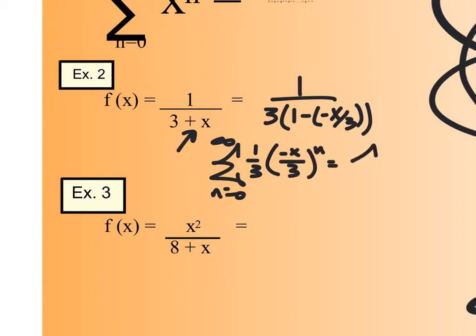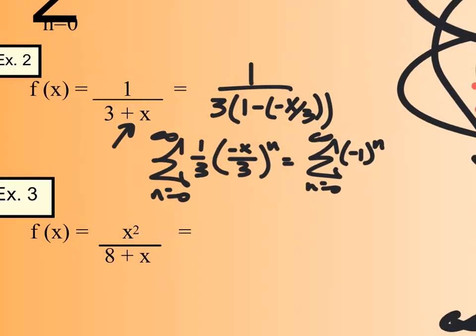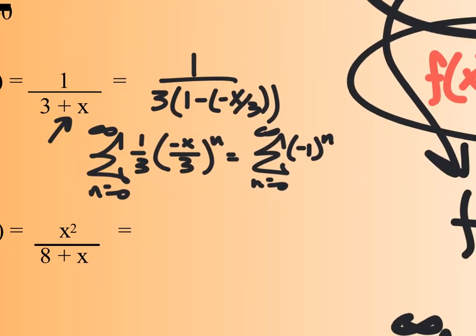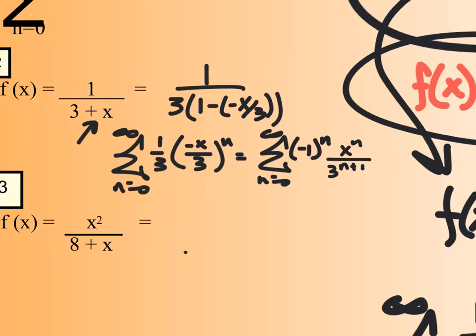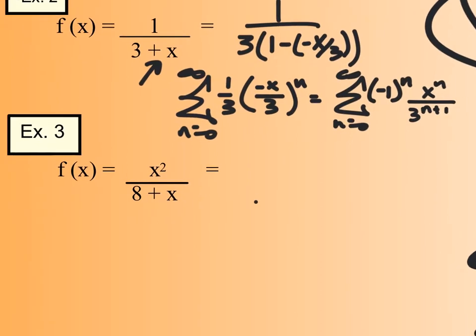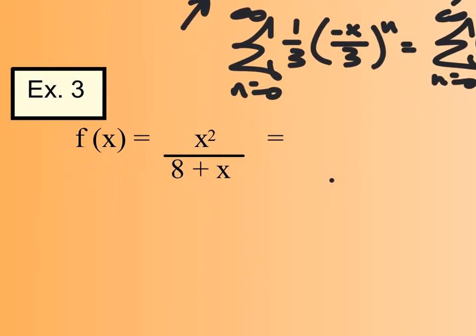I'm going to clean that up. Watch what I do here. I'm going to take the negative out and turn this into an alternating series. I'm going to take x to the nth and put that over 3 to the n plus 1. There's your power series representation of that function right there. Okay, and the last one, let's take a look at that, and then we'll talk radius and interval of convergence in a moment.